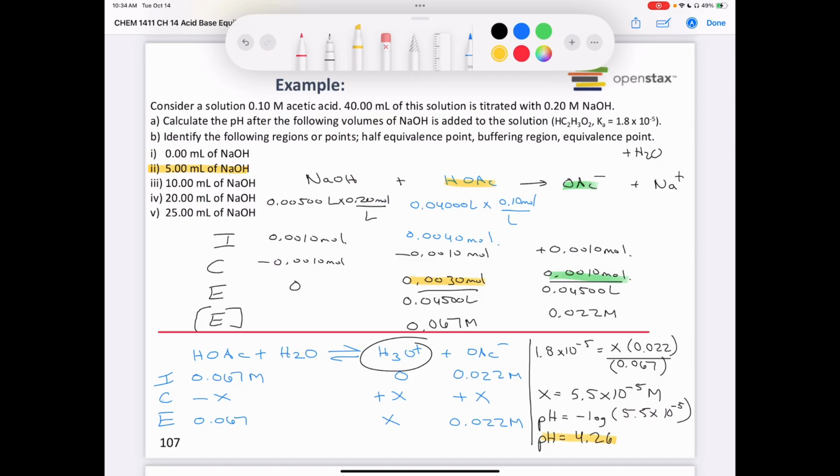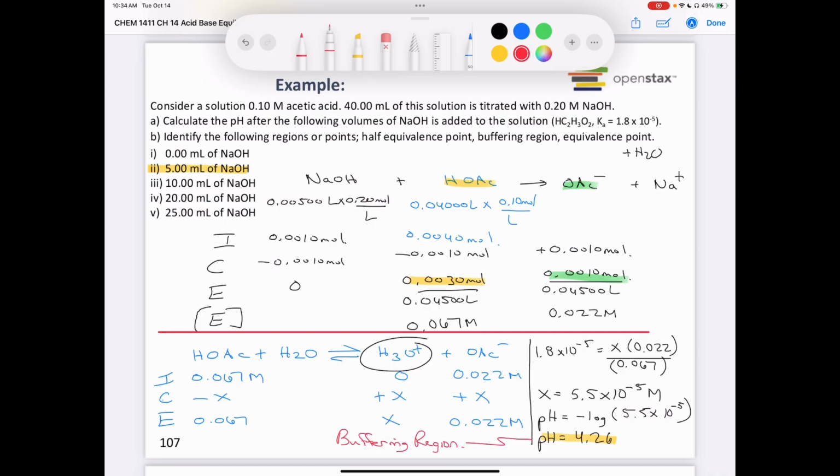Now, it says here, identify the following regions: the half equivalence point, the buffering region, and the equivalence point. Well, the equivalence point is when the number of moles of acid and base are equal to each other. The half equivalence point is when we have half the number of moles of base as we do of the acid. So we haven't reached that yet. But right now we are in the buffering region, right?